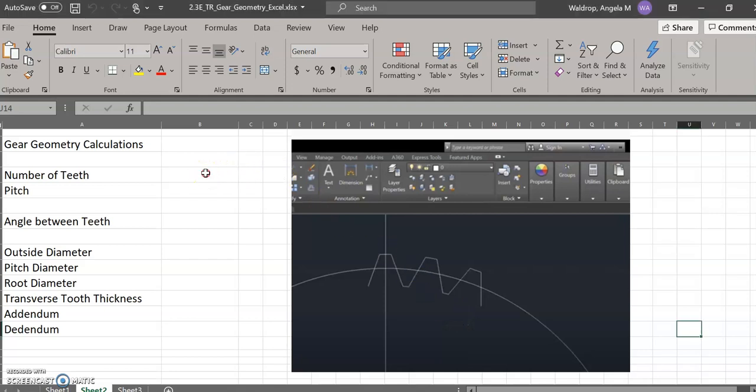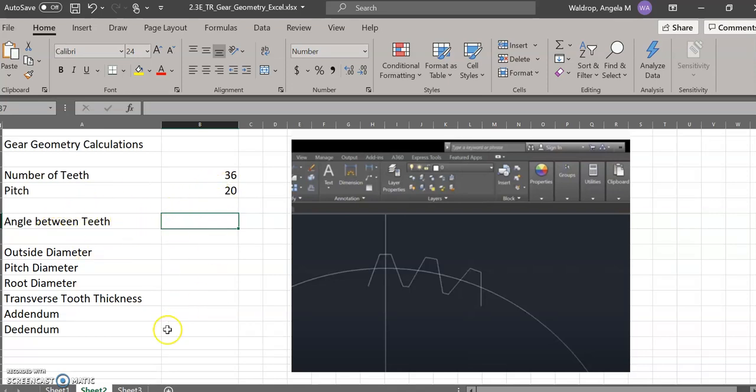Now the given information is usually going to be the number of teeth. That's going to be a whole number. So we're just going to put in a sample of 36. And pitch, we're going to go ahead and put in a sample of 20. Okay? The first thing that we're going to need is the angle between teeth.